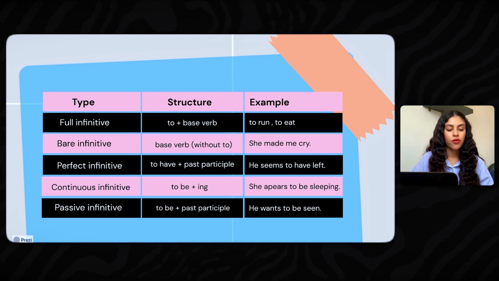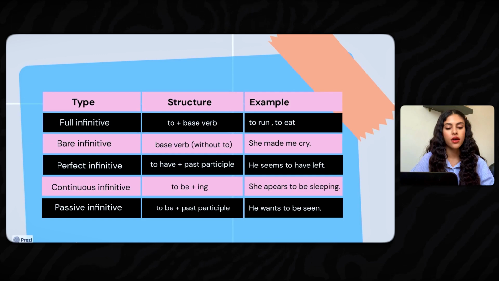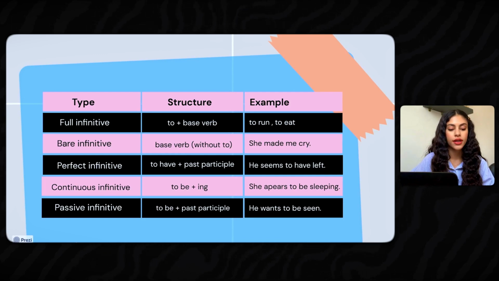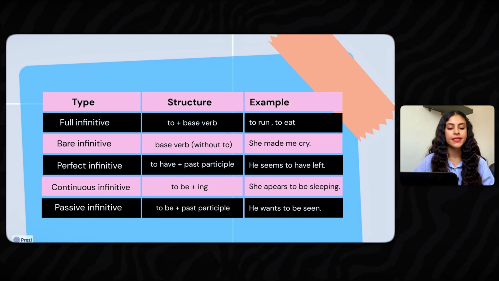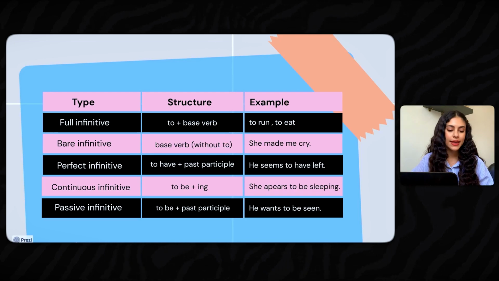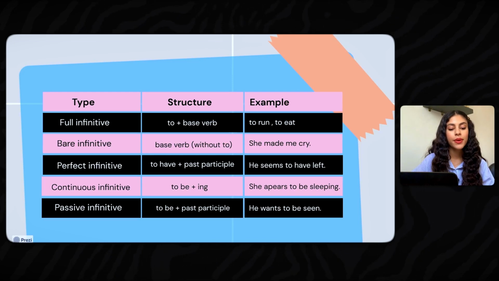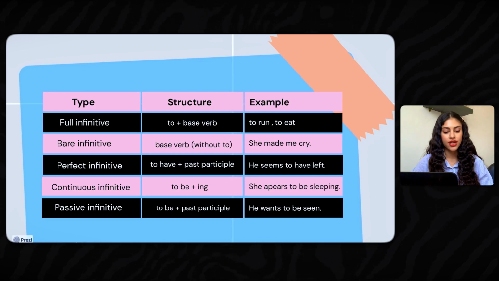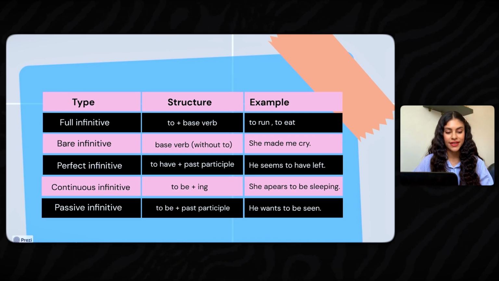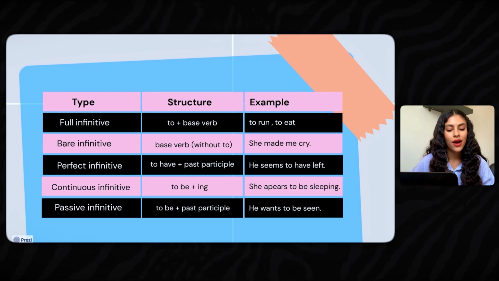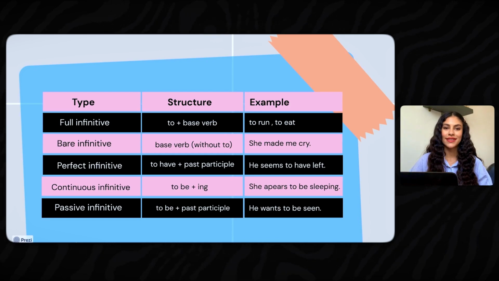And we also have got the continuous infinitive. This focuses on ongoing action. For example, to be waiting. And the passive infinitive shows the subject receiving an action, to be seen, for example. Now let's see how they're used in the context.